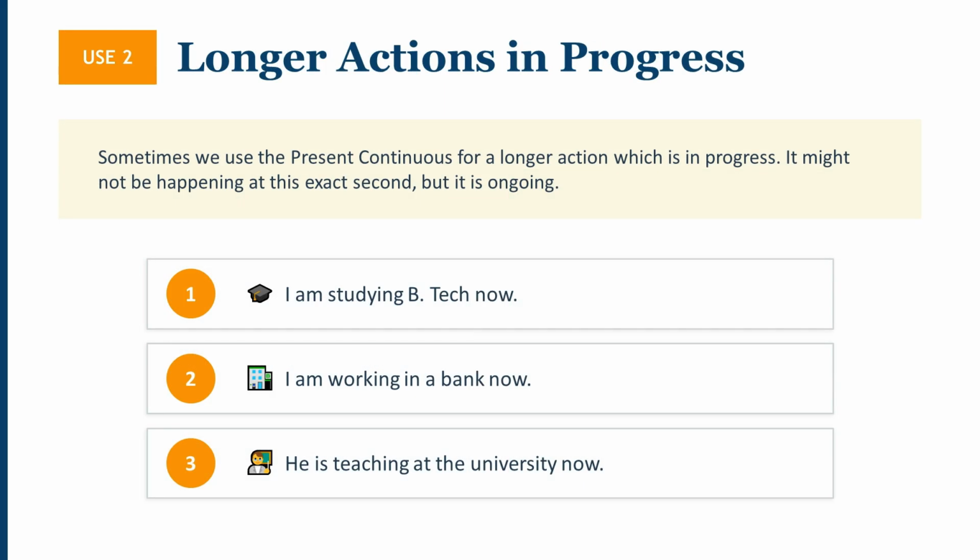Use number 2 is for longer actions that are in progress. Sometimes, we use the present continuous tense for actions that are ongoing over a longer period. These actions might not be happening at this exact second, but they are still in progress. For example, I am studying B.Tech now. This does not mean I am studying at this exact moment. It means I am currently a B.Tech student. Another example, I am working in a bank now. This means my current job is at a bank. And for example, he is teaching at the university now. This means his ongoing job is teaching at the university. So remember, the present continuous can describe longer ongoing situations too.